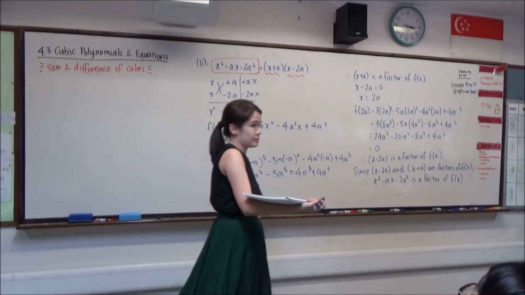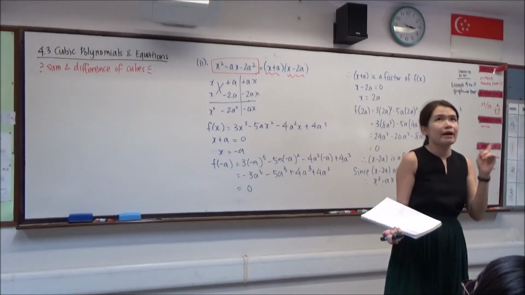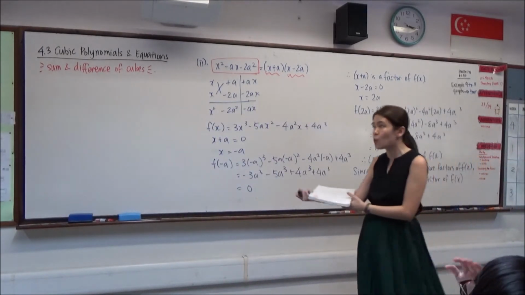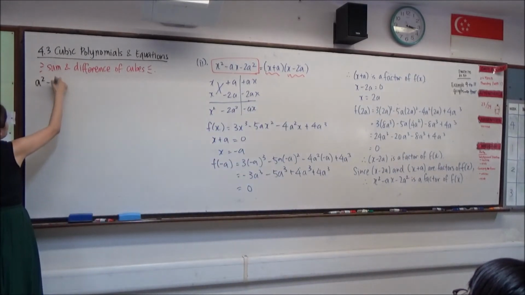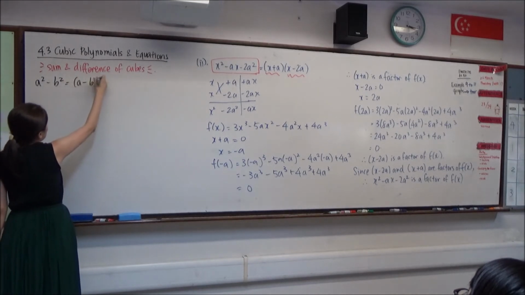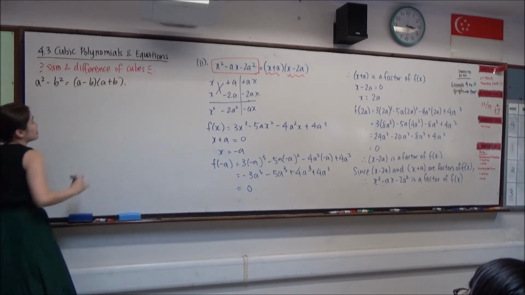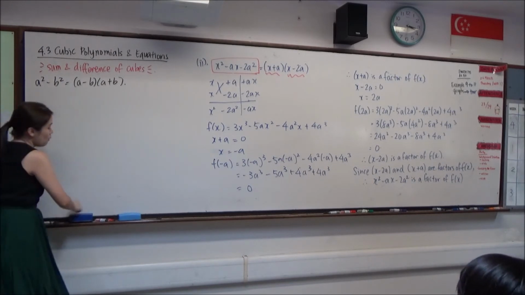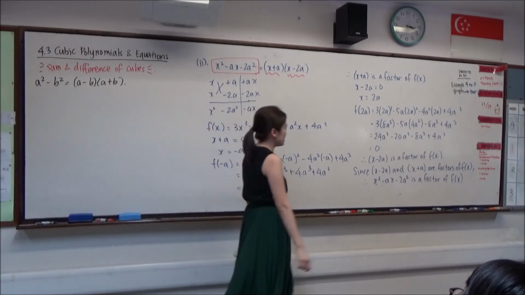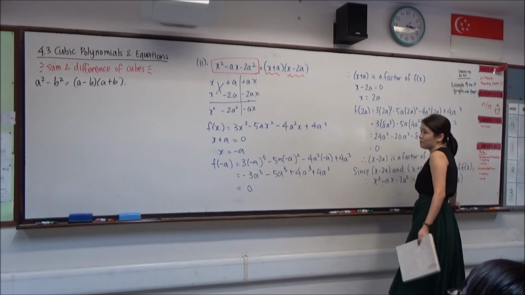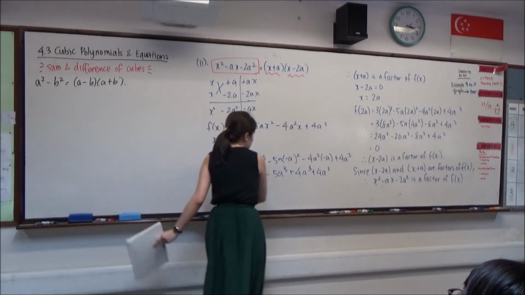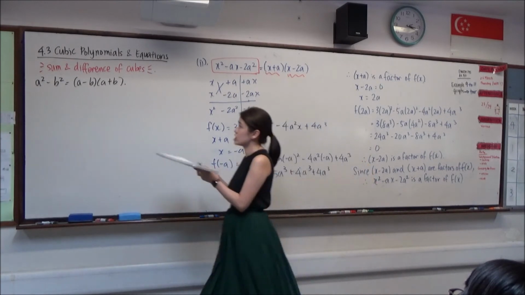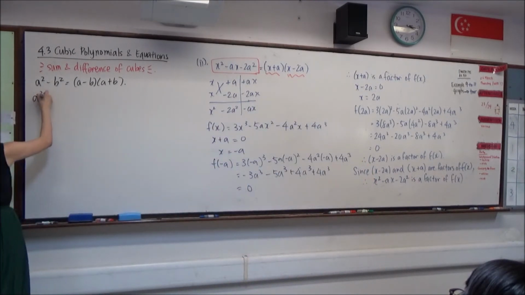Differences of cubes. We have learned about sum and differences of squares, or in particular differences of squares, where I know that a squared minus b squared will give us a minus b, a plus b. But then, what about a cubed minus b cubed and a cubed plus b cubed? That is what we're going to be looking at in this section, or part of this section.